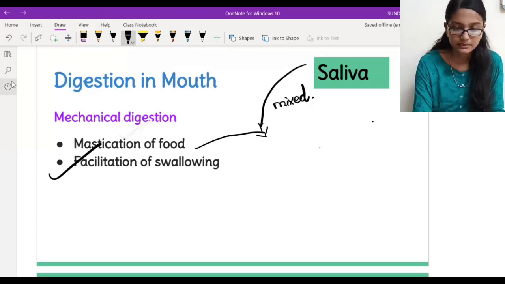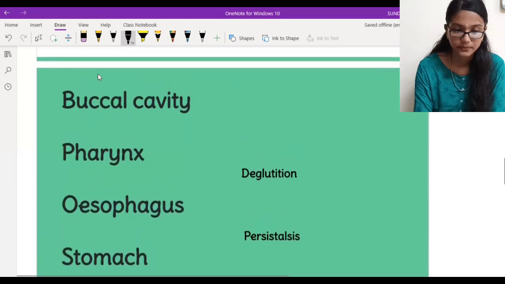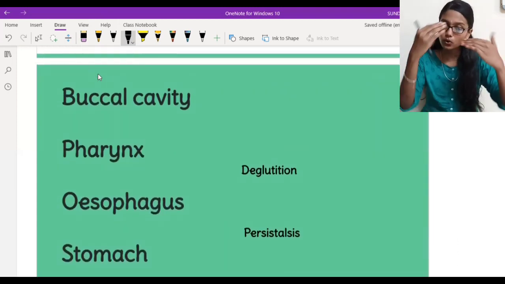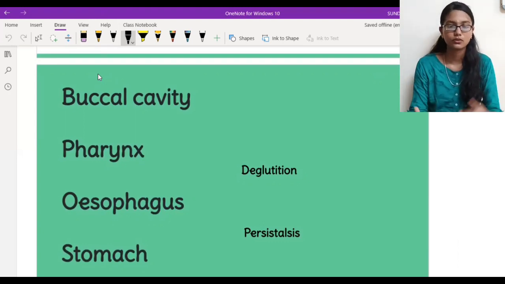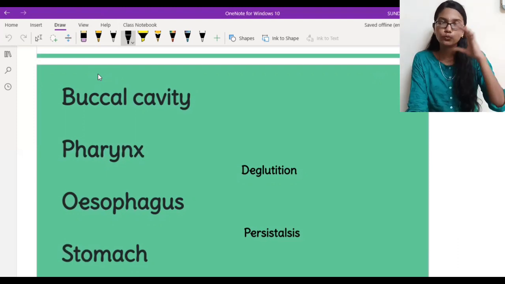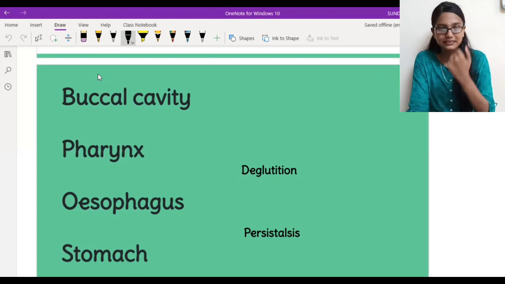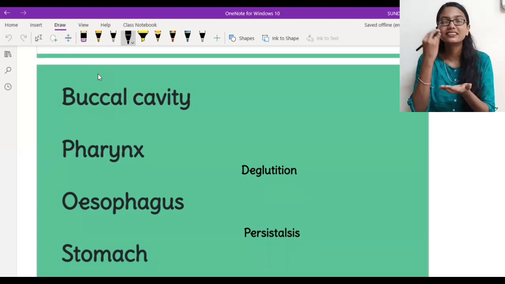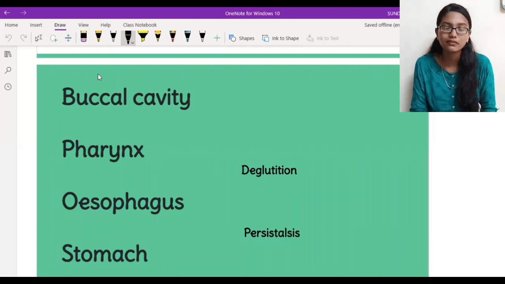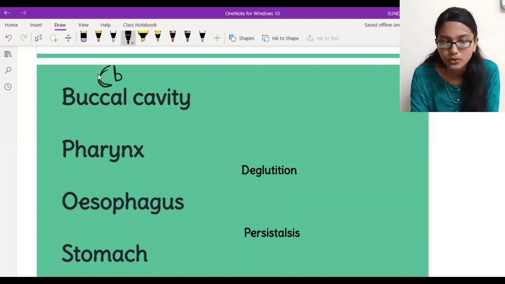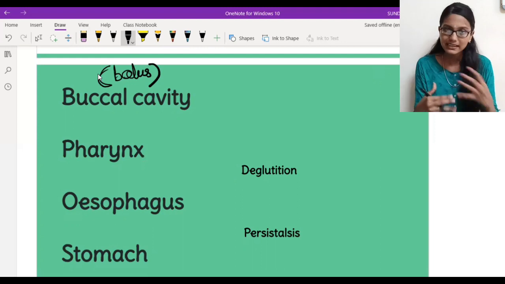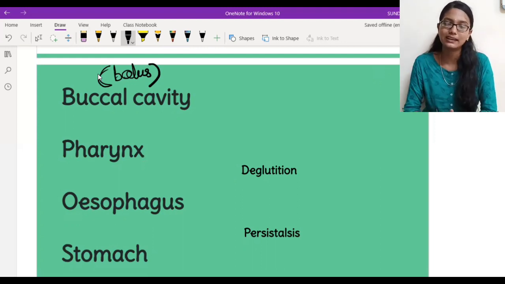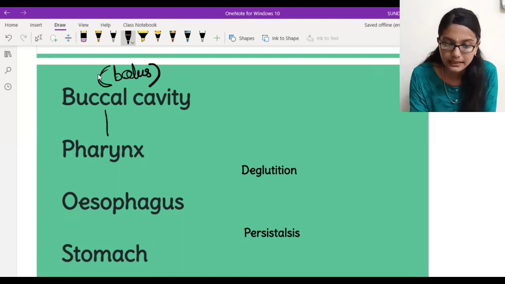Next, what happens is the chemical digestion. Before that, we will understand the exact pathway from the mouth to the stomach. In the buccal cavity, we won't call the pizza a pizza. In scientific terms, it is completely masticated with the saliva. We call this food item a bolus, whether it is pizza, cake, rice, whatever it may be, once it is completely masticated with saliva. In the buccal cavity, it is called a bolus. Now what happens? It is sent down to the pharynx.